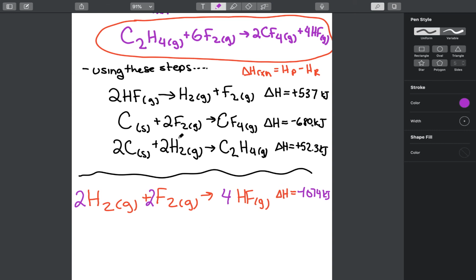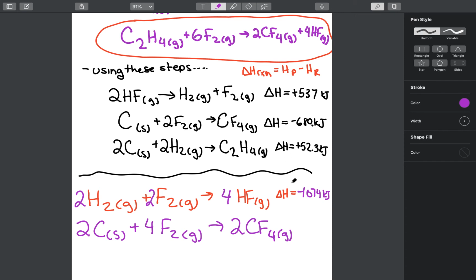So if we look at our overall equation, we see here that we have 2 CF4s on our product side, and in here we only have 1 CF4 on the product side. We don't have to switch this reaction, but we do have to multiply it by 2. So therefore, we get 2 Cs, so solid carbon, plus 4 F2, reacting to form 2 CF4s.